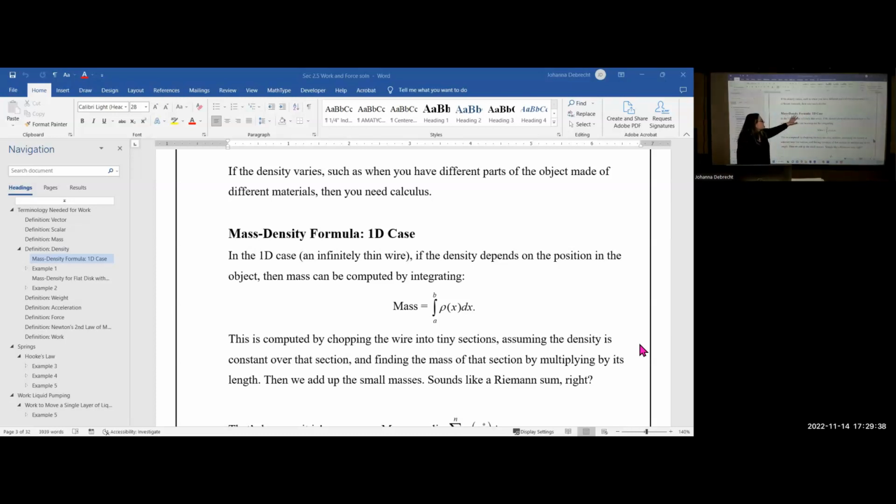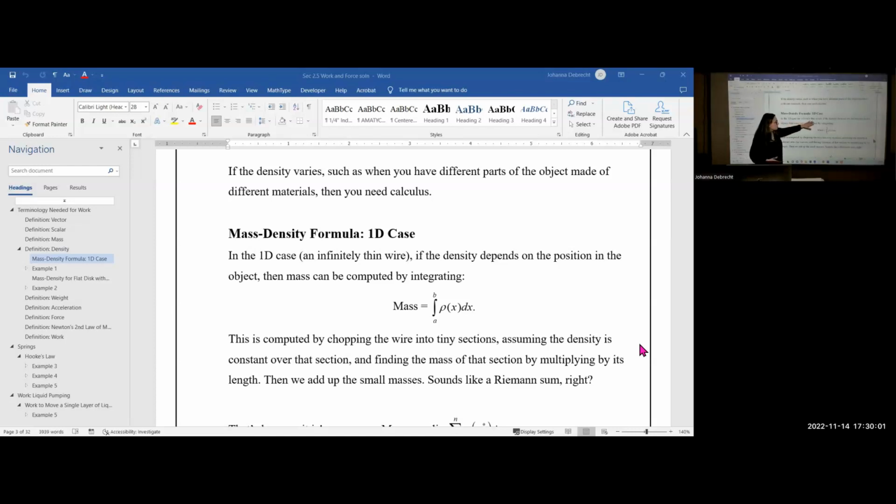So we want to talk about the mass density formula for the one-dimensional case first. Now, in the one-dimensional case, what we're really looking at is a very, very thin wire. So we're thinking of it as being so incredibly thin that it only has length. It doesn't have width or height. Now, of course, that's not the real world, but it's an approximation that works pretty well.